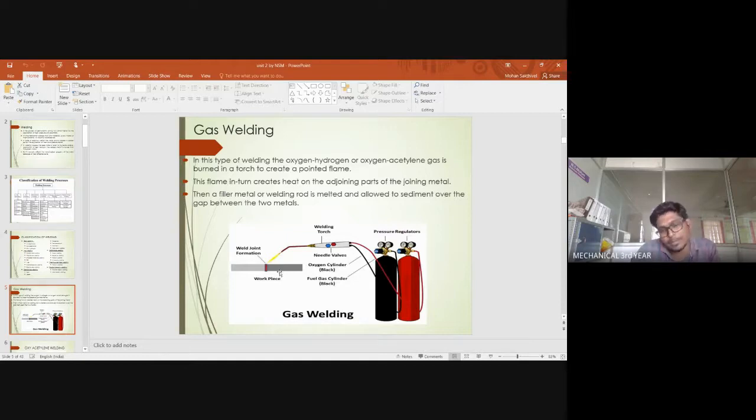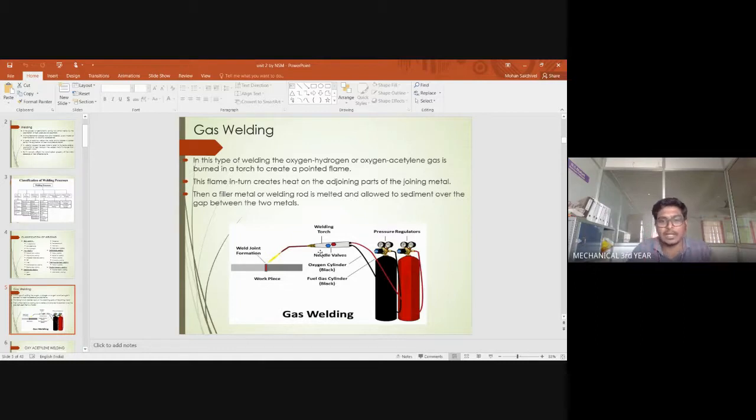What happens if you are adding some other material? For example, if you are adding aluminum to this, it will not create a homogeneous bond, since the material is different from the parent material. So your filler metal should also be of the same kind. That care should be taken.